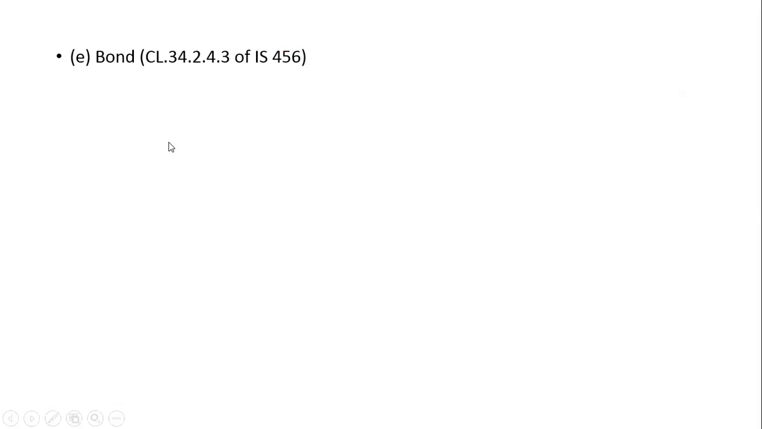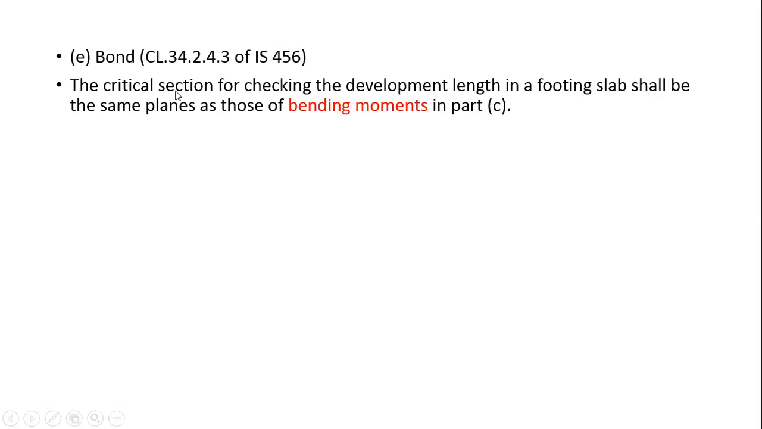Next is your bond. The critical section for checking the development length in a footing shall be the same plane as those of bending. If you check the development length in the footing, it is checked on the same plane as that of the bending moment, that is, at the face of the column.